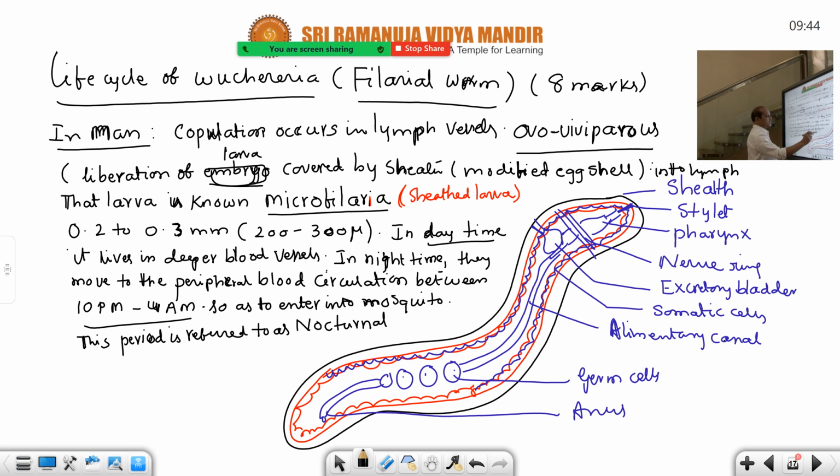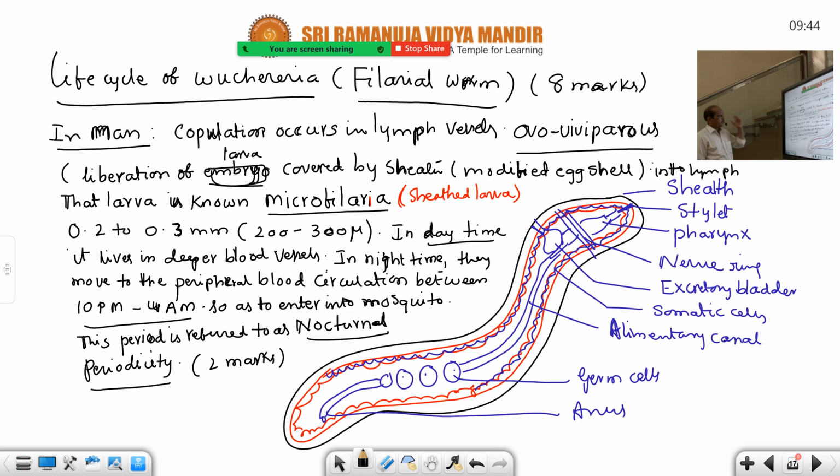So nocturnal periodicity should be underlined. Nocturnal means night time, periodicity means night period. At night it moves in the peripheral circulation of blood. That's why it is called nocturnal periodicity. In the bracket, you write down 2 marks question. Okay.